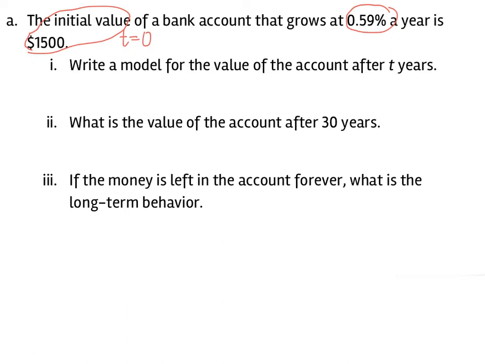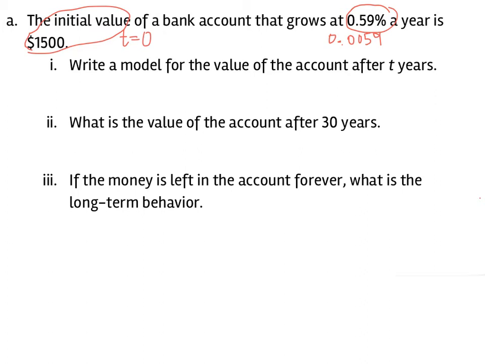We need to first take this percentage and turn it into a decimal. It looks like it's already a decimal, but we know like 50% can be written as 0.5 by moving the decimal over 2 places. We're going to do the same thing here. So we want to re-express this as 0.0059 in its purely decimal form. Okay, so first part, write a model for the value of the account after t years.